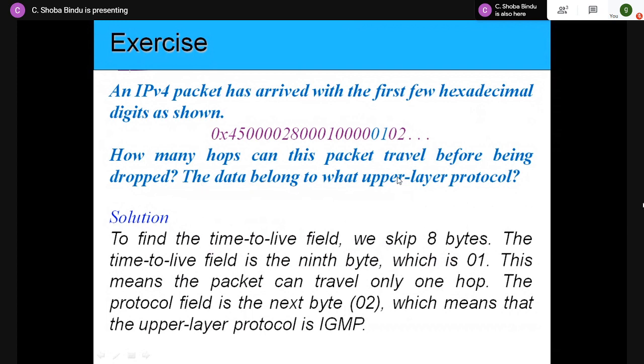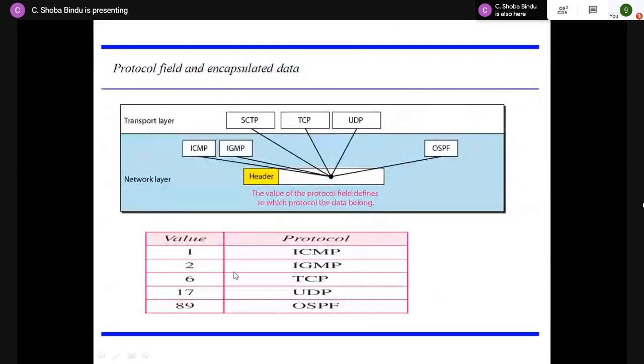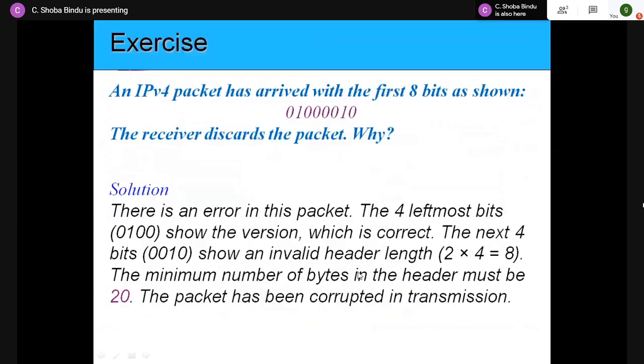So the data belongs to what upper layer protocol? So the next byte, the 10th byte, specifies the upper layer protocol. So this holds a value of 02. So when we look at what this 02 is, the 2 represents the IGMP protocol. So this is carrying the IGMP protocol. So this is how you need to analyze the values in the header.